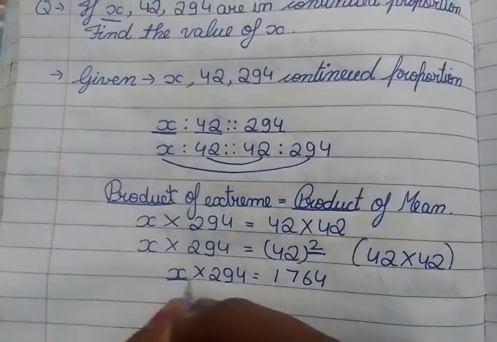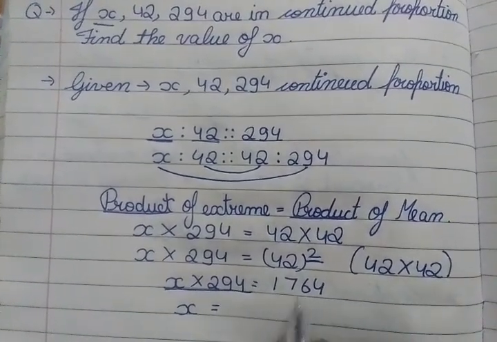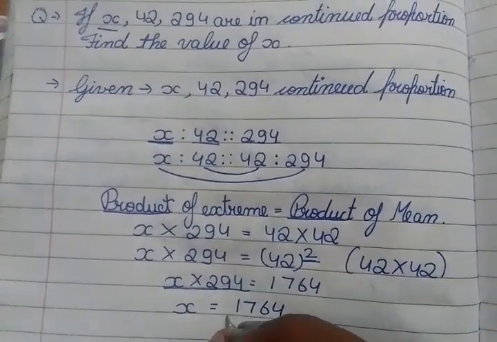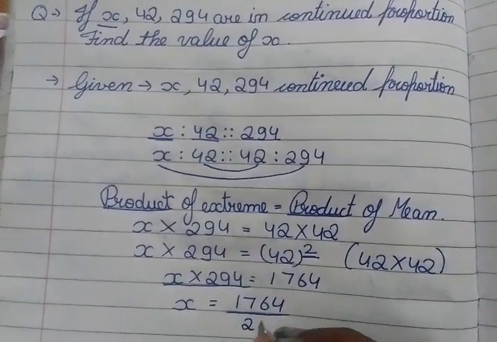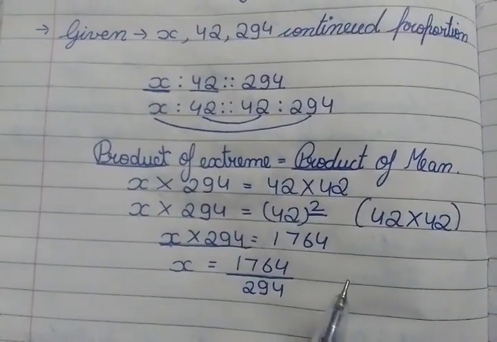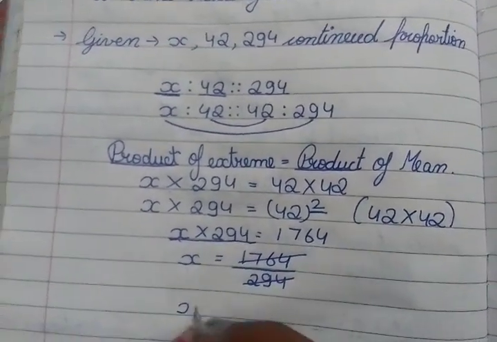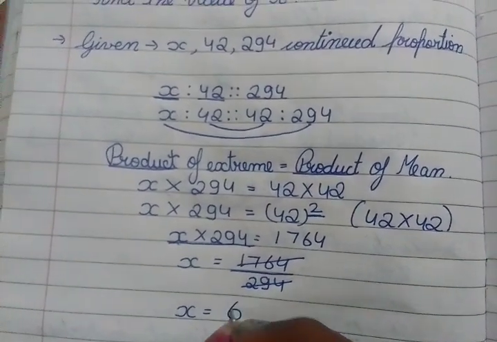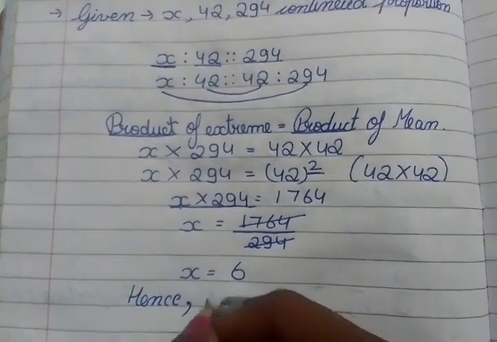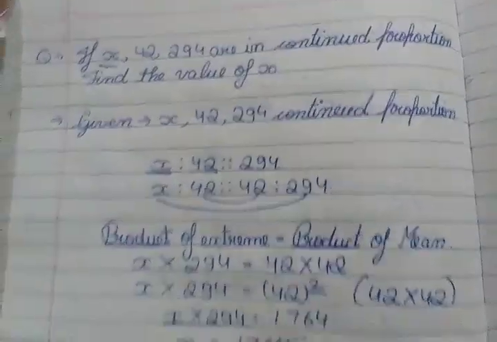Now X into 294 is in a multiplication sign, so X will be here only, and 294 will go to the other side and convert into division. So 1764 divided by 294. After dividing it, the answer will be 6. Hence our X equals 6. Means our X becomes 6 here.